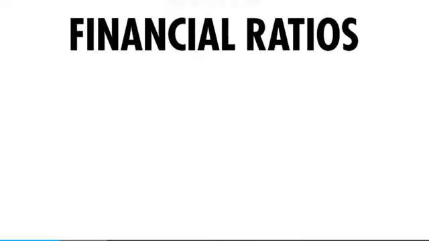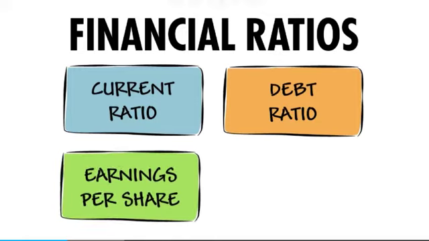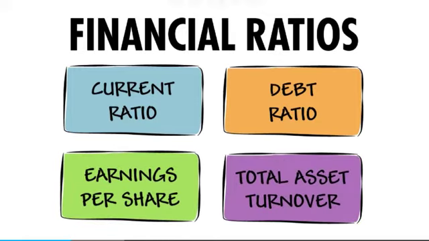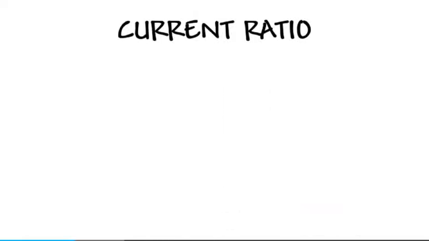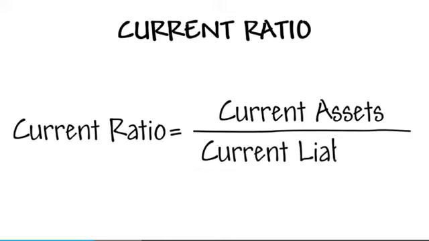Financial ratios help managers, investors, and creditors evaluate a company's financial condition. Several common ratios are the current ratio, the debt ratio, earnings per share, and total asset turnover. The current ratio measures the ability of the firm to generate cash and pay liabilities as they come due. The formula for the current ratio is current assets divided by current liabilities.